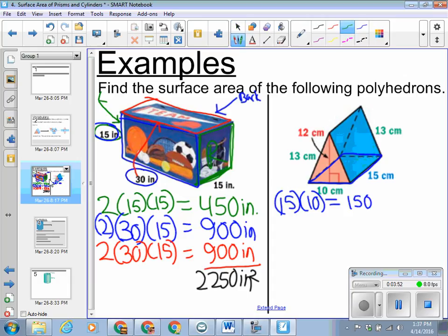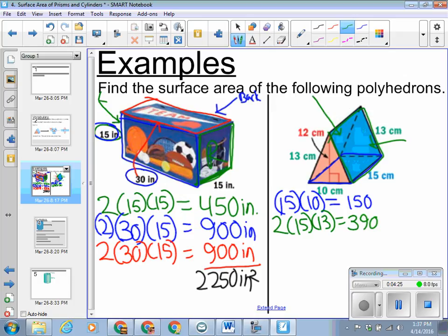Then I'm going to look at, the way we're looking at it, the right side, which is right here. That's going to be 15 by 13. Okay, and this one right here is the same as the one we can't really see, it's kind of in there. So we've got 15 by 13, we're going to take that twice. 2 times 15 is 30, 30 times 13 will be 390. So we've got 3 of our 5 faces already covered, the 3 rectangular parts.